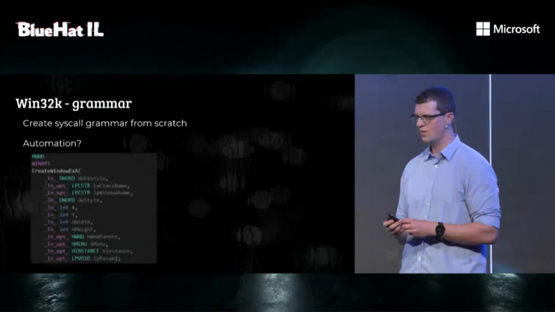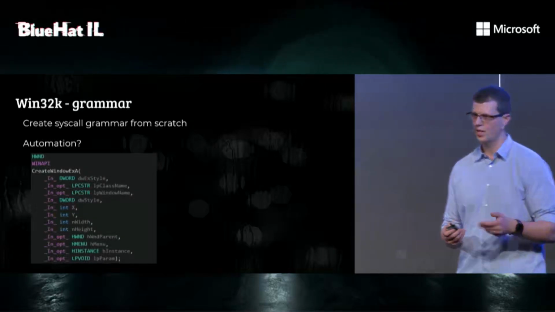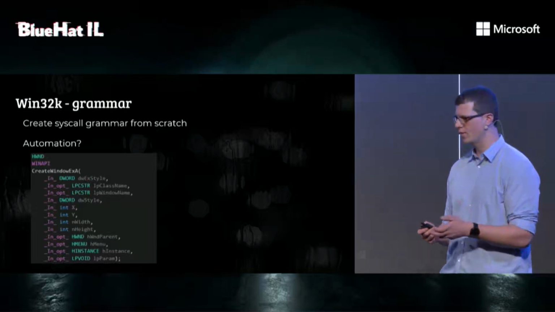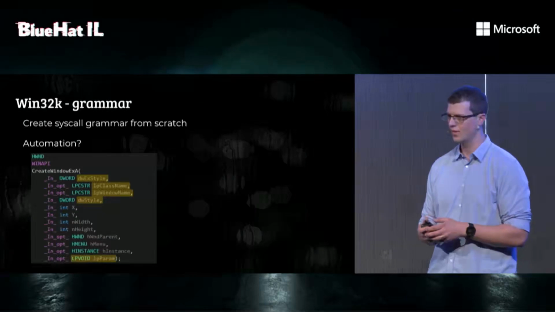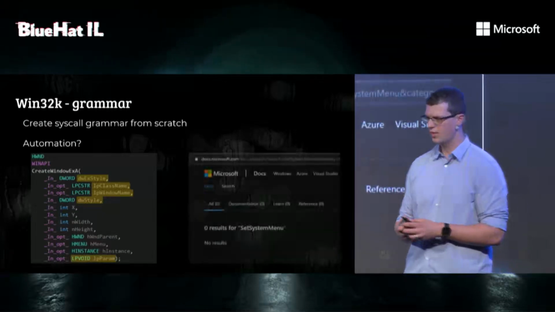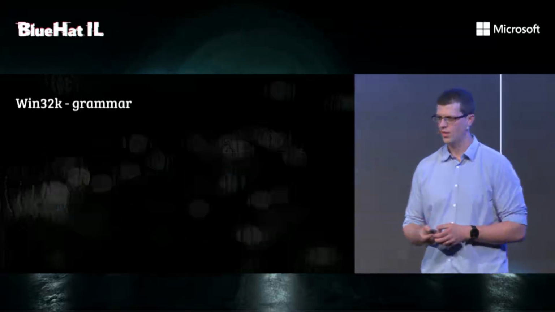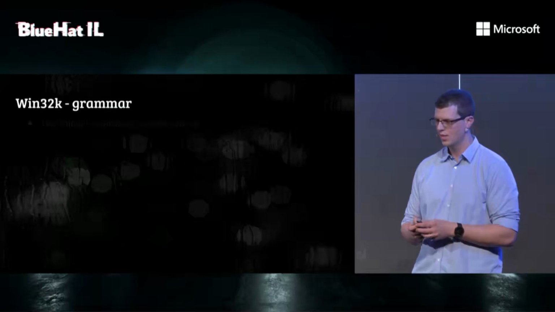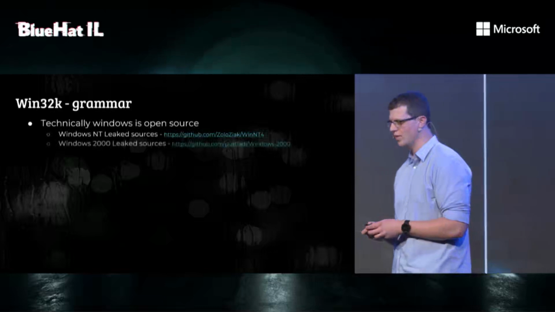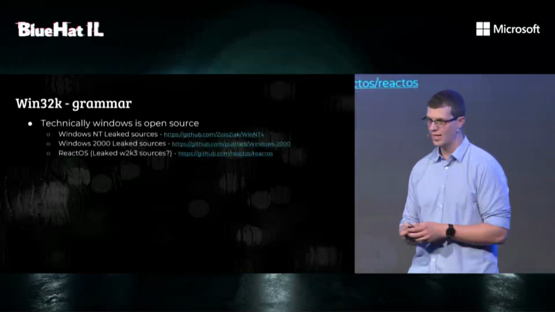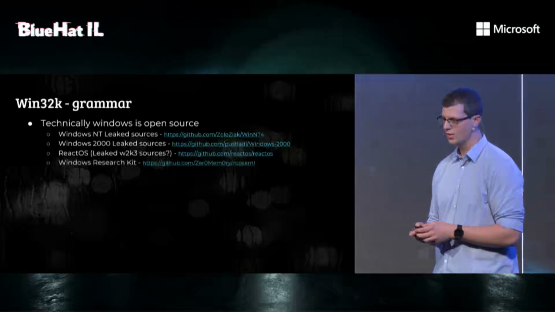The first one is that the Windows headers don't contain enough semantic information to generate quality grammar. For example, every single DWORD type here means different things in different contexts. And the other thing is that Windows has a lot of undocumented APIs. Fortunately, Windows is technically open source because there's the Windows NT leaked sources, there's the Windows 2000 leaked sources, there's ReactOS, which is technically Windows 2003 leaked sources, there's the WRK, and a few other resources.